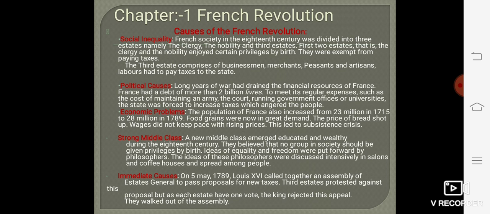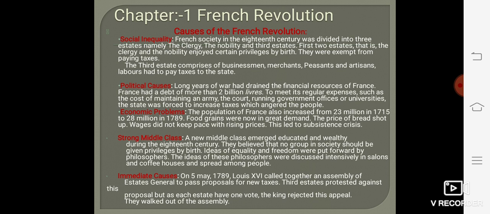A strong middle class. A new middle class emerged, educated and wealthy, during the 18th century. They believed that no group in society should be given privileges by birth. Ideas of equality and freedom were put forward by philosophers. The ideas of these philosophers were discussed intensively in salons and coffee houses and spread among people.